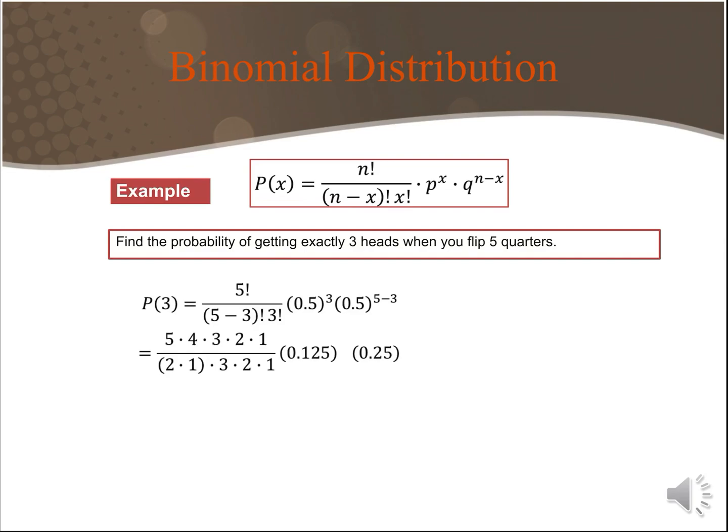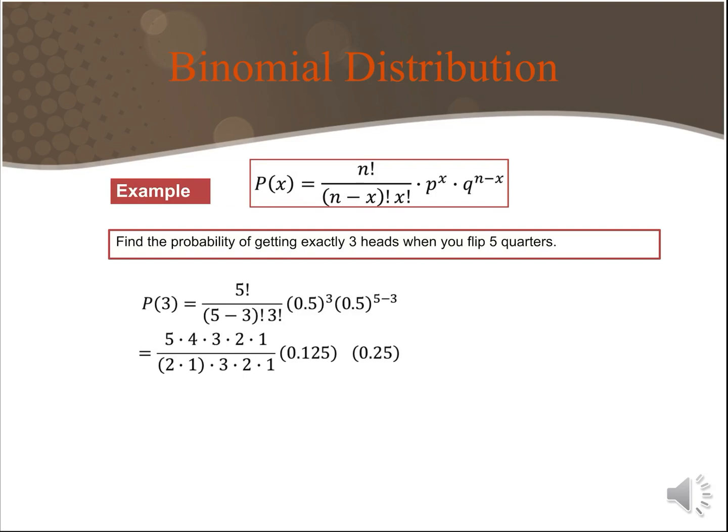Okay, here's the factorial. If you haven't seen factorials before, 5 factorial means 5 times all the other whole numbers back down to 1. So it means 5 times 4 times 3 times 2 times 1. And 3 factorial means 3 times 2 times 1. Now when you're doing the parentheses, 5 minus 3 factorial, don't forget order of operations and do the inside first. Do your parentheses first. So 5 minus 3 is 2, and 2 factorial is 2 times 1.